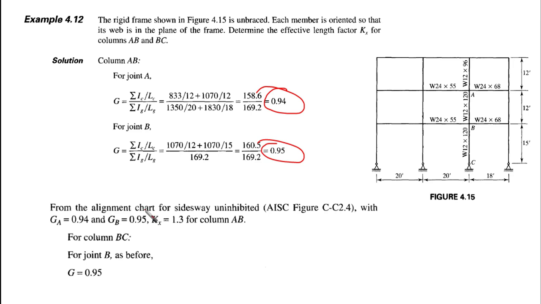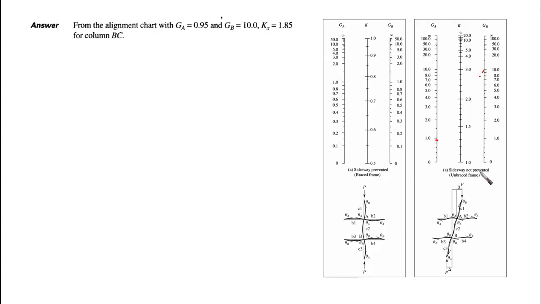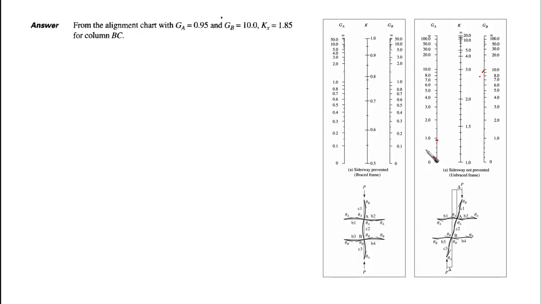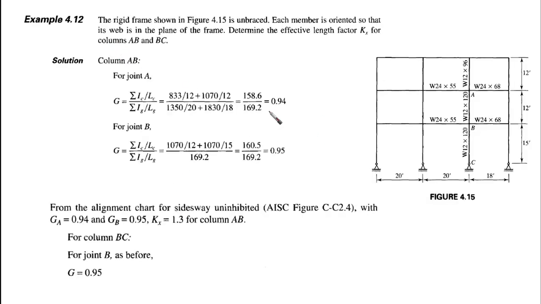From the alignment chart, I think there is, okay, let me check something here. Okay, I think that there is a mistake. I was talking about the element BC here. So actually we should use 0.94 and 0.95. These are supposedly the two that we are going to use, 0.94 and 0.95, and Kx for this member is going to be 1.3.